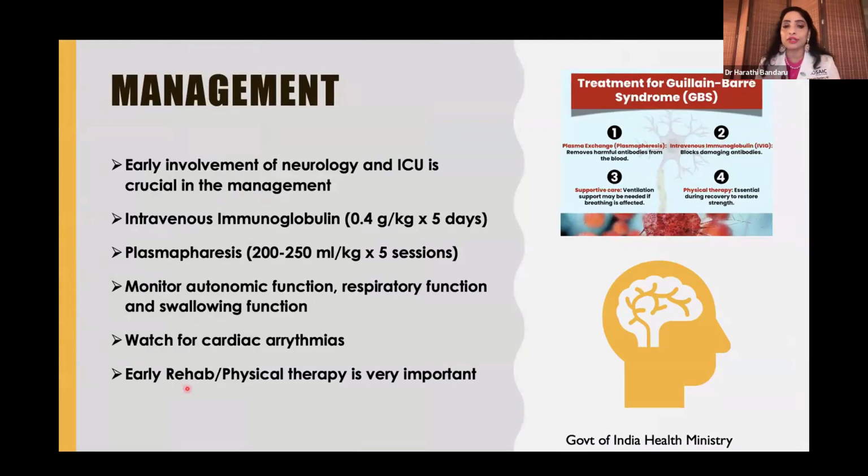So what do you do? After you admit the patient to the ICU, it is followed by IV immunoglobulins. I will start with IV immunoglobulins and see for 5 to 7 days. If the patient keeps on improving, that's well and good. The other option is plasmapheresis, but some hospitals may not have this facility. So start with IV immunoglobulins. It's very easy, with better availability. Always monitor the autonomic function, respiratory function, swallowing function, and watch for cardiac arrhythmias. Early rehab and physical therapy again are key for neuroplasticity and improvement.